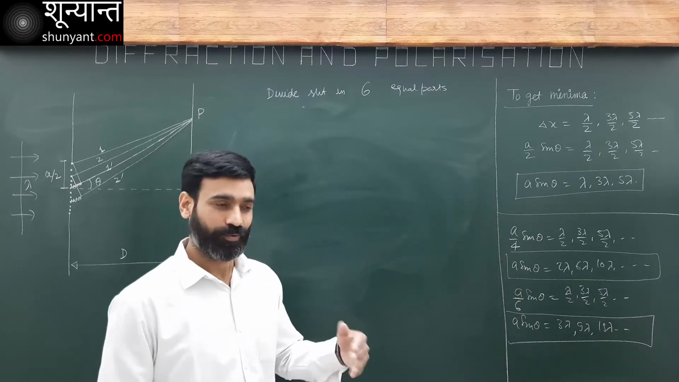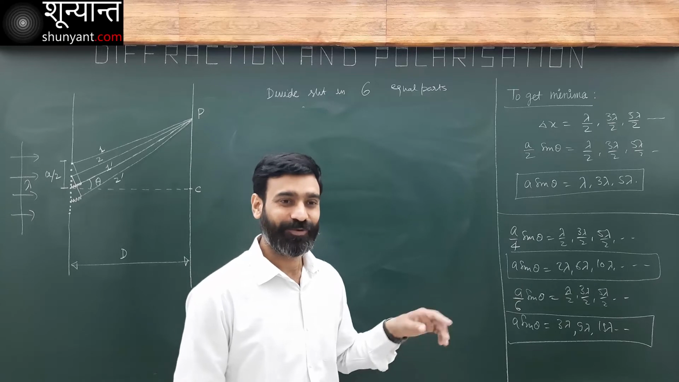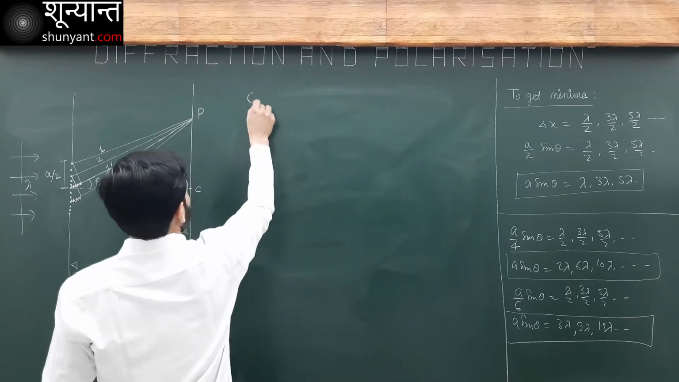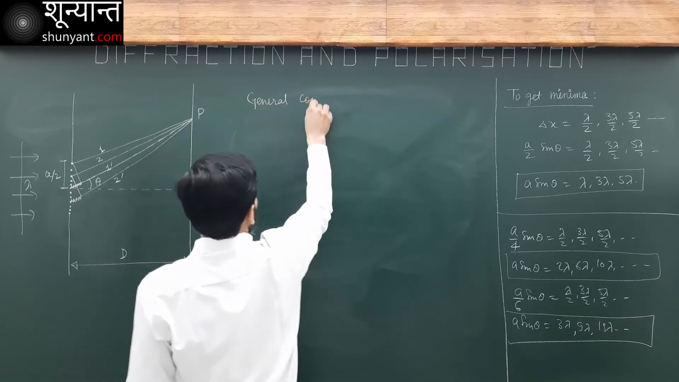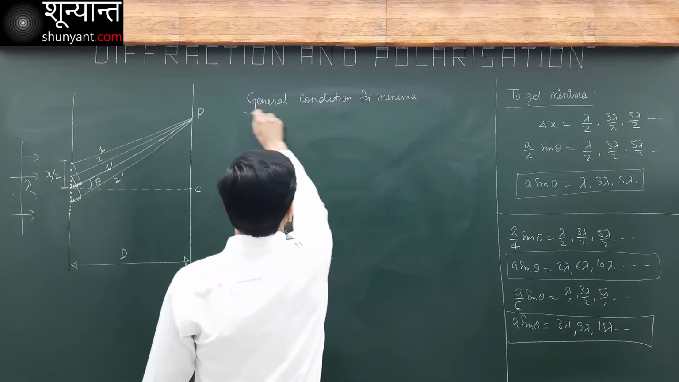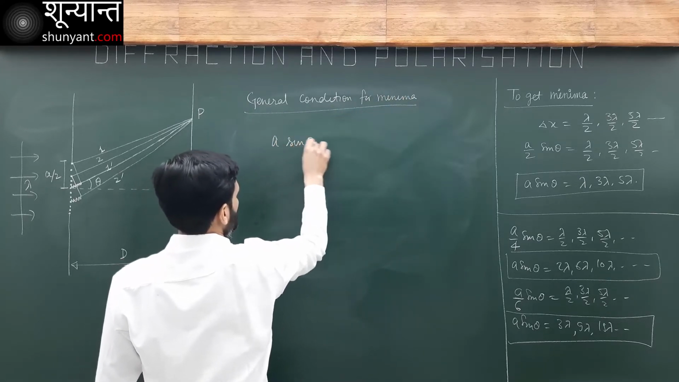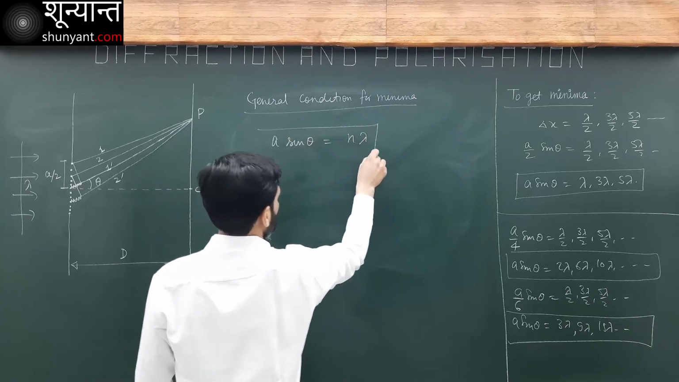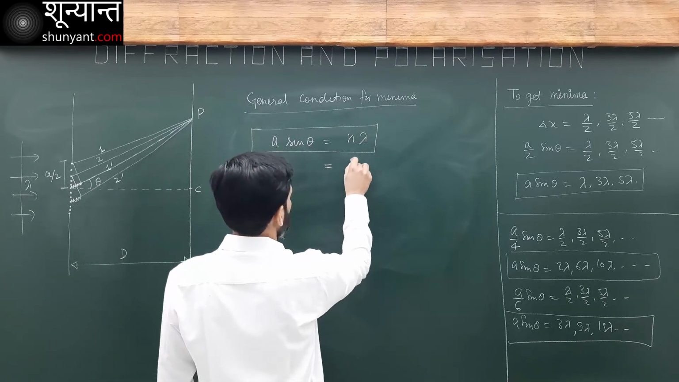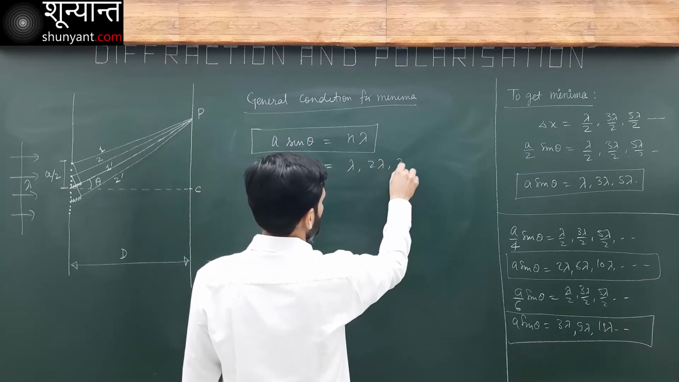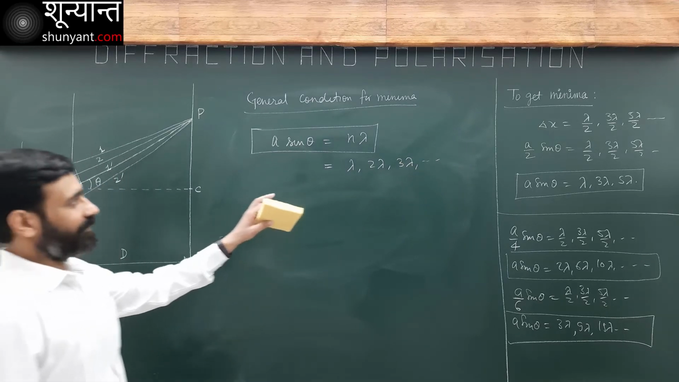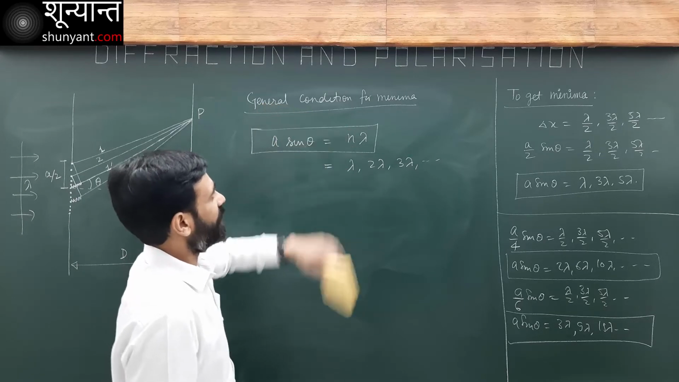Continue doing this: 2, 4, 6, 8, 10, 12. Then what will be the general condition for minima? It will be a sin theta is equal to n lambda. This is the general condition. This will be equal to lambda, 2 lambda, 3 lambda, like this. Understood? What are these? These are minima, dark fringes.